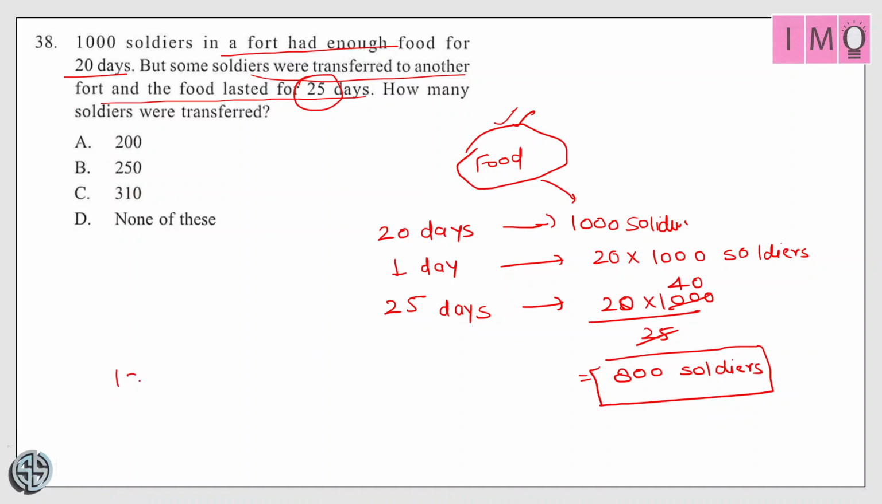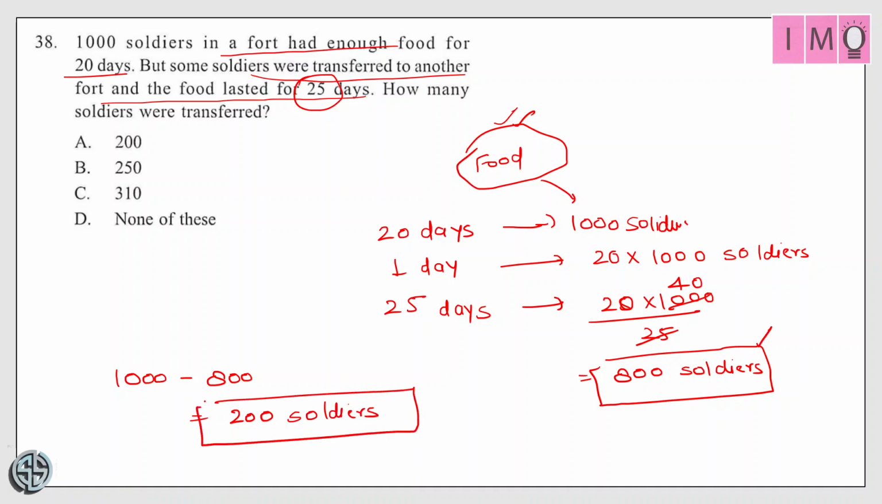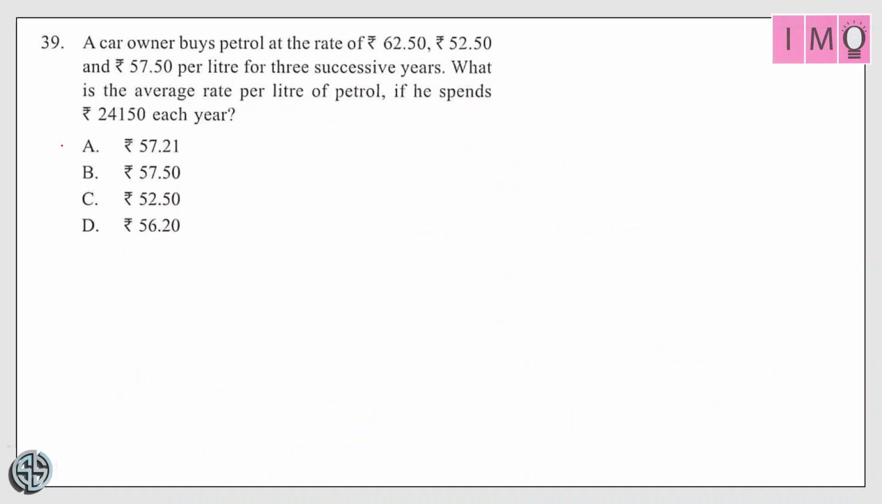So you can see, initially we completed the food in 20 days with 1000 soldiers, but due to the transfer of some soldiers, the food lasted for 25 days, and definitely there will be 800 soldiers only. So you can easily find out how many soldiers were transferred, right? So the answer will be 200 soldiers. Okay, option A is the correct answer. Let's move to the next question.